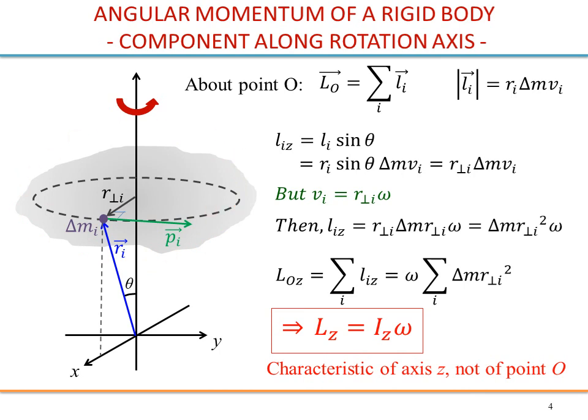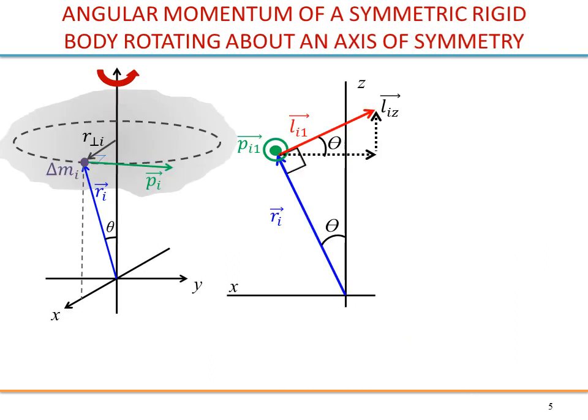So now let's look at a more special example: the case of a symmetric rigid body rotating about an axis of symmetry. So the solid is symmetric and it's rotating about an axis of symmetry. Okay, this is important. So we have the same setup here, and we also would like to look at L_iz, or L_i in this case.